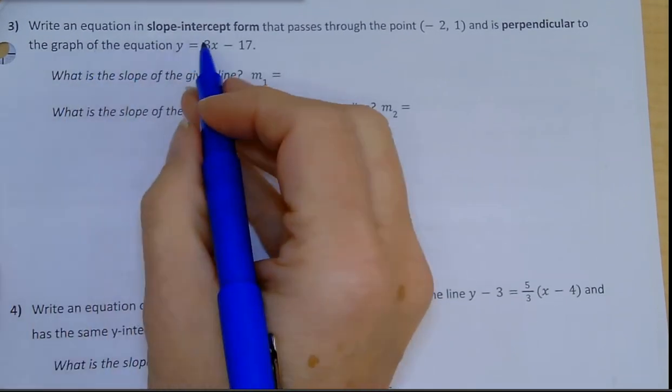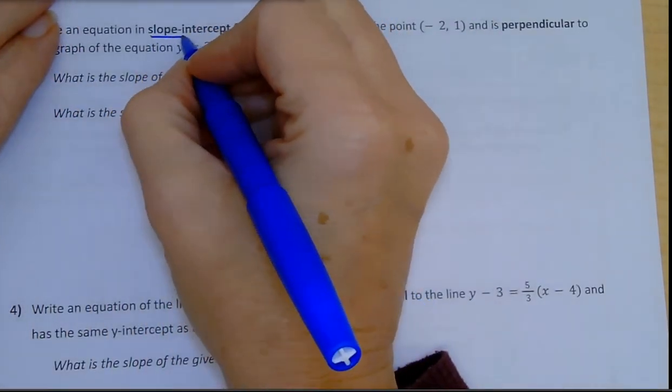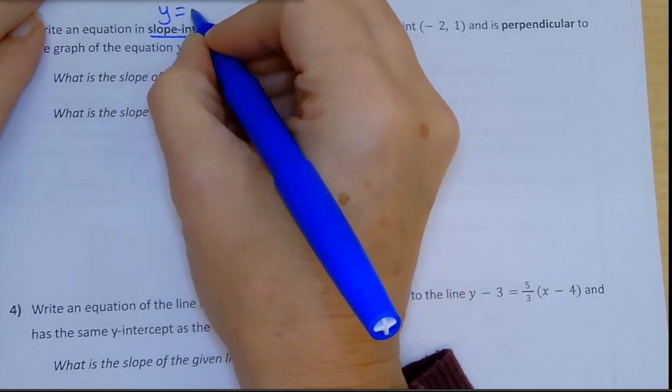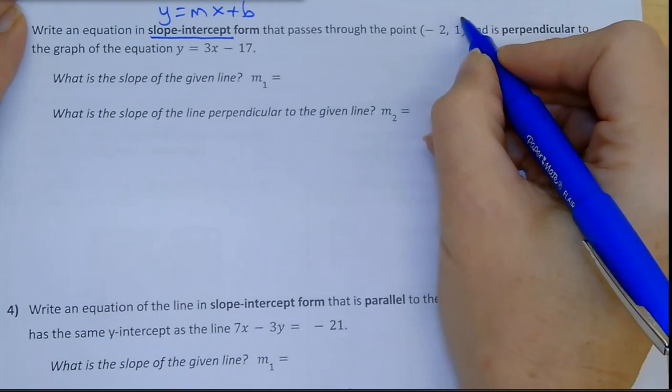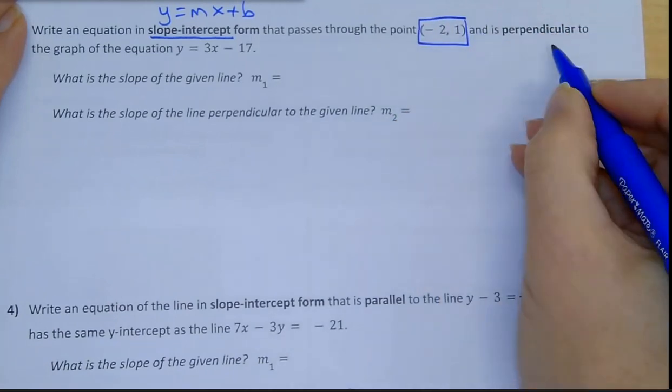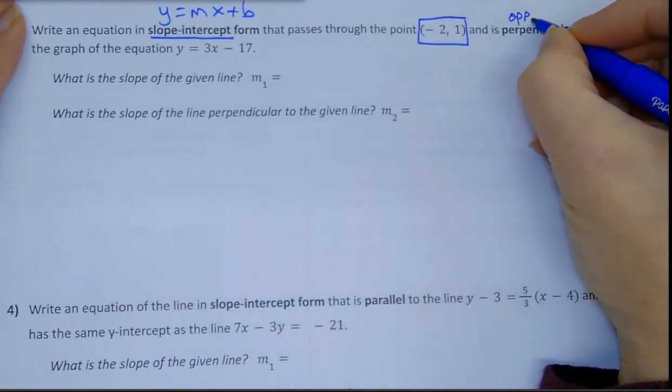Okay, write an equation in slope-intercept form. I'm going to remind myself I need the answer to be in y equals mx plus b format. It passes through -2, 1, and it's perpendicular, so I want opposite reciprocal.